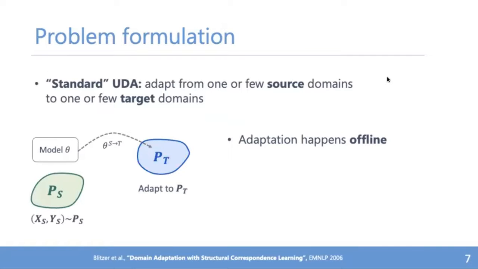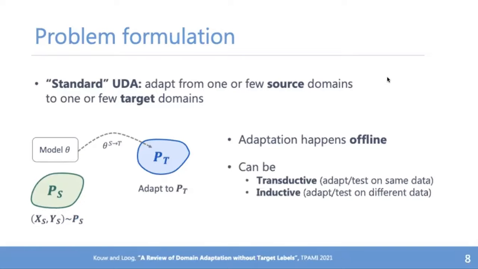Many people are familiar with the standard unsupervised domain adaptation formulation. Here we have a model trained on some source distribution, and we want to adapt it to a target distribution for which we only have samples and not labels. These distributions are separated by the so-called domain gap. Typically adaptation happens offline, which essentially means we run several epochs over these shuffled data sets, and can be transductive or inductive. What does it mean?